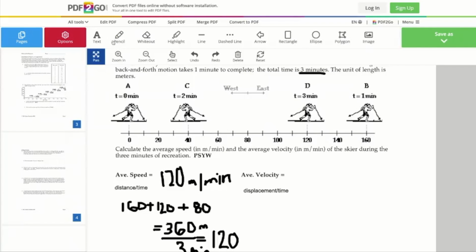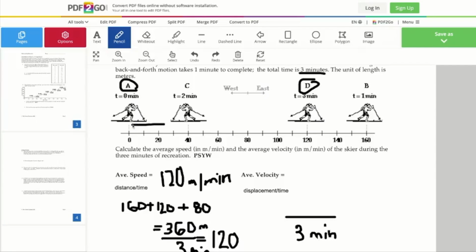Yeah, so in terms of time, it's still the same because he still travels for the same time. So we just need to find displacement. So we can see that the final position is at D, which is 120 meters away from A. So the magnitude of the displacement, or the value of the displacement at least, is 120.